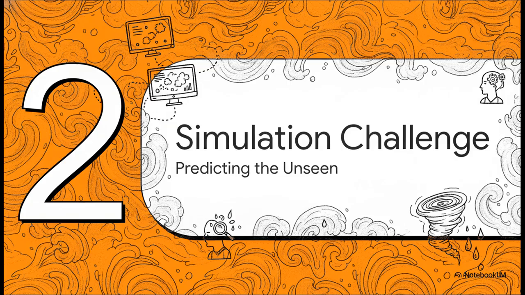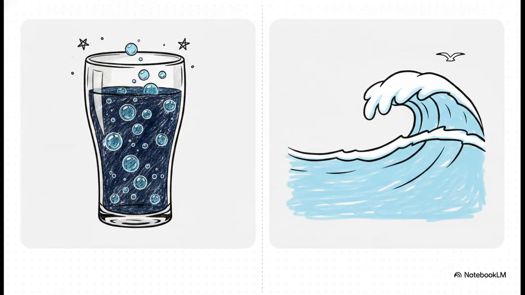Moving right along to Section 2, the Simulation Challenge, Predicting the Unseen. Now, before we can actually simulate this stuff, we first have to classify the flow topology. Generally, we divide these into two main categories. On one hand, we have dispersed flows. Think of our Guinness bubbles, where finite particles, drops, or bubbles are distributed within a continuous volume. On the other hand, we have separated flows. These are two or more continuous streams of different fluids that are separated by distinct measurable interfaces. Think of a wave rolling across the surface of the ocean.